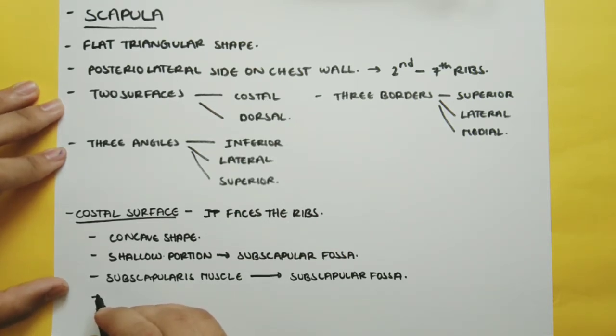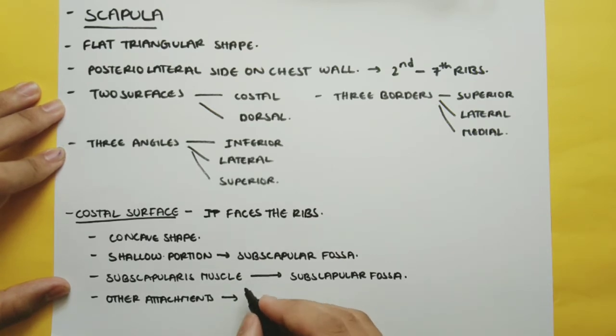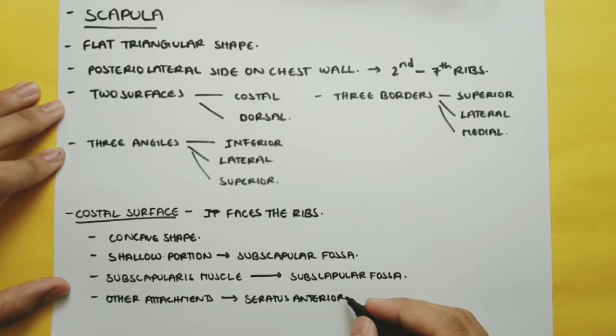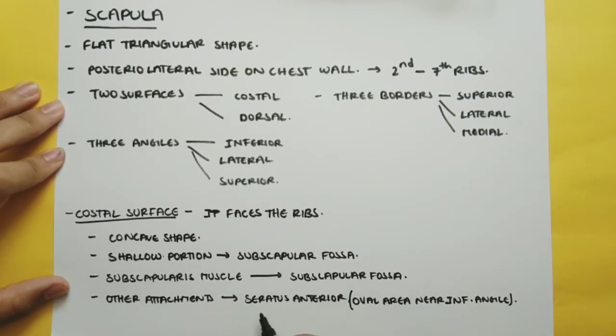The other attachments to the costal surface include the serratus anterior, which attaches to the oval area near the inferior angle.